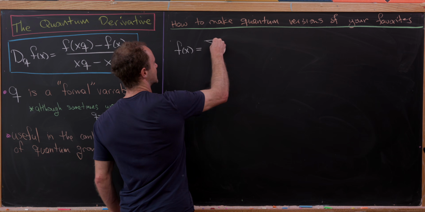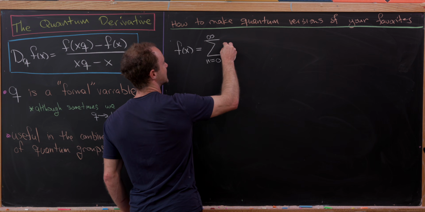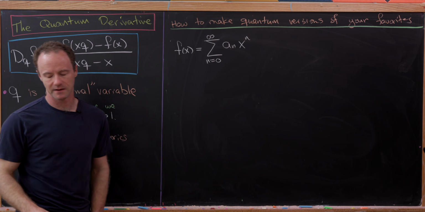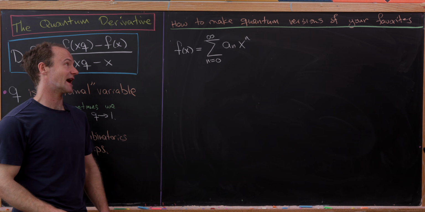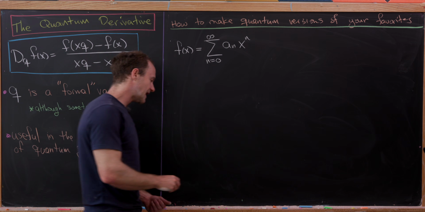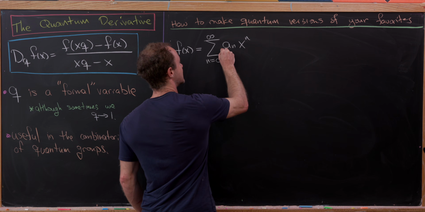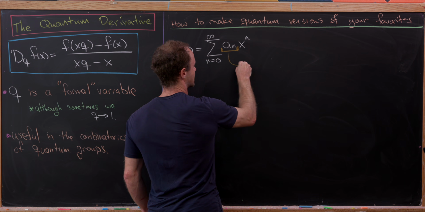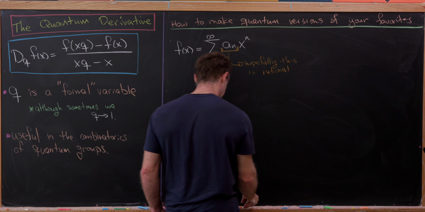So this is going to be equal to the sum as n goes from 0 to infinity of a sub n times x to the n. So there I've expanded it. And I guess you could center it somewhere else if you wanted to, but we'll just center it at 0. And then here's the hope. The hope is that this number, a sub n, is a rational number. So let's put that here. Hopefully this is rational.